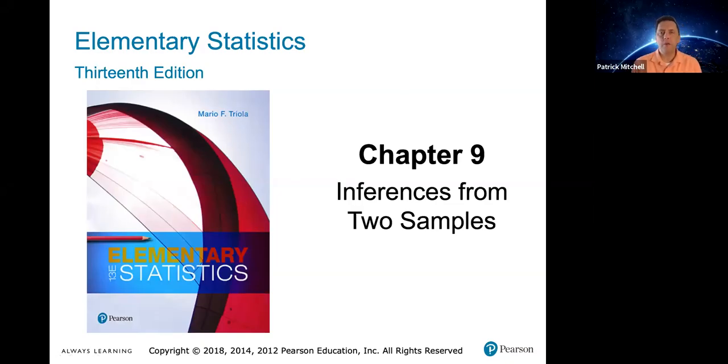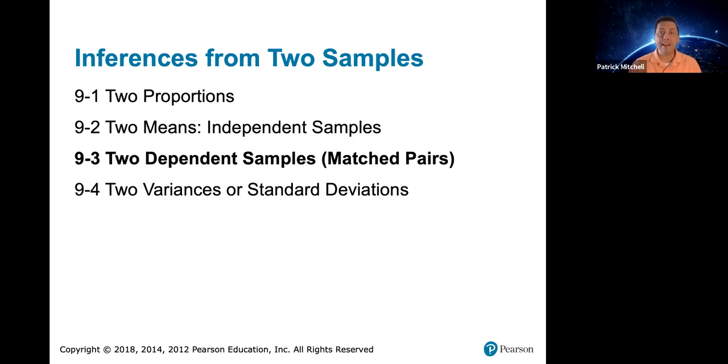We are continuing with Chapter 9 on inferences from two samples. And today we are talking about dependent samples, also known as matched pairs.